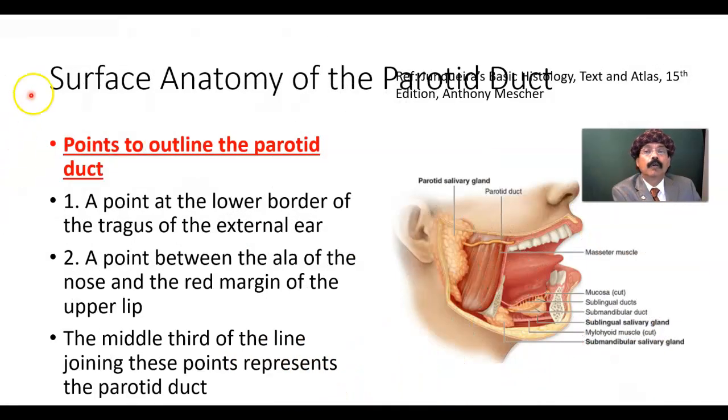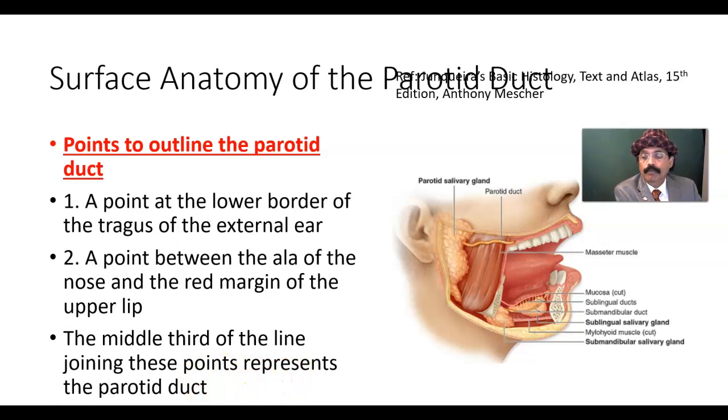Now we'll find out the surface anatomy of the parotid duct. Points to outline the parotid duct: a point at the lower border of the tragus of the external ear. This is the tragus, the lower border of the external ear. A second point between the ala of the nose and the red margin of the upper lip. The middle third of the line joining these two points represents the parotid duct.